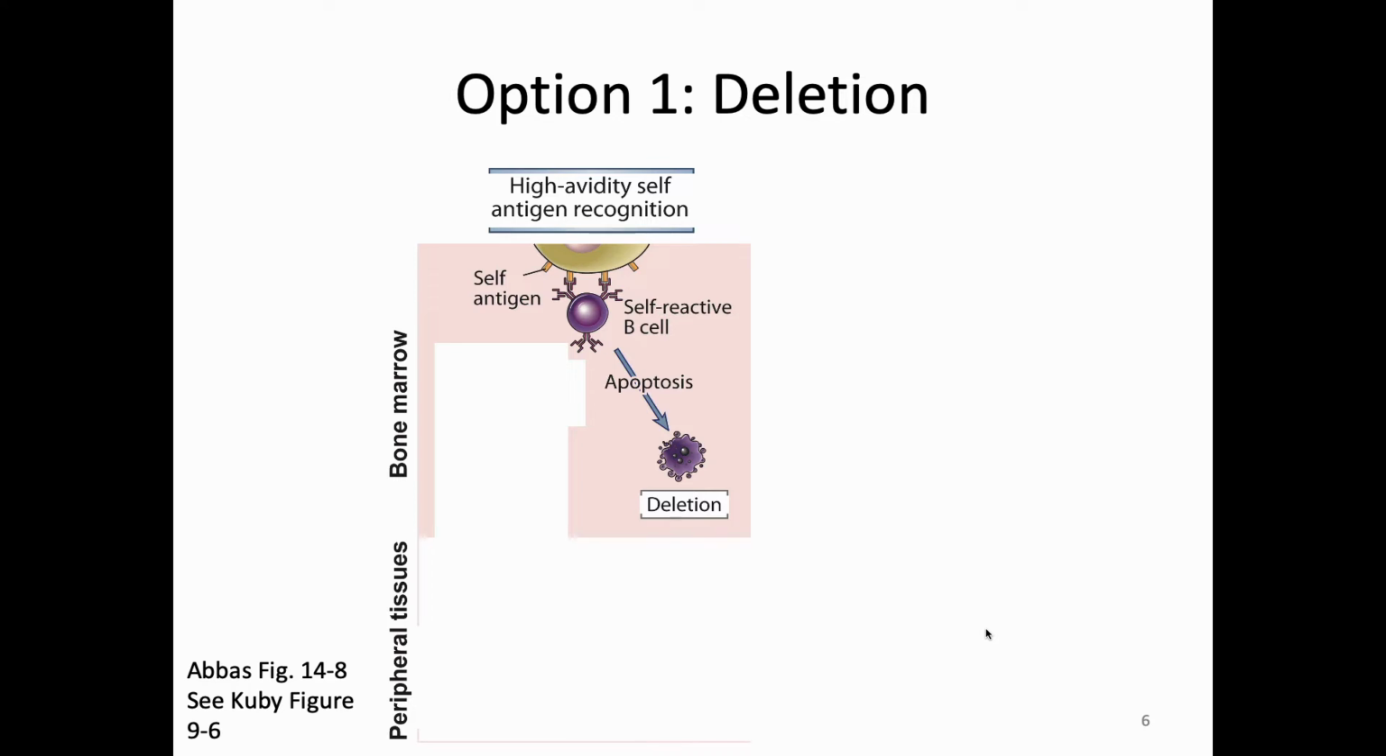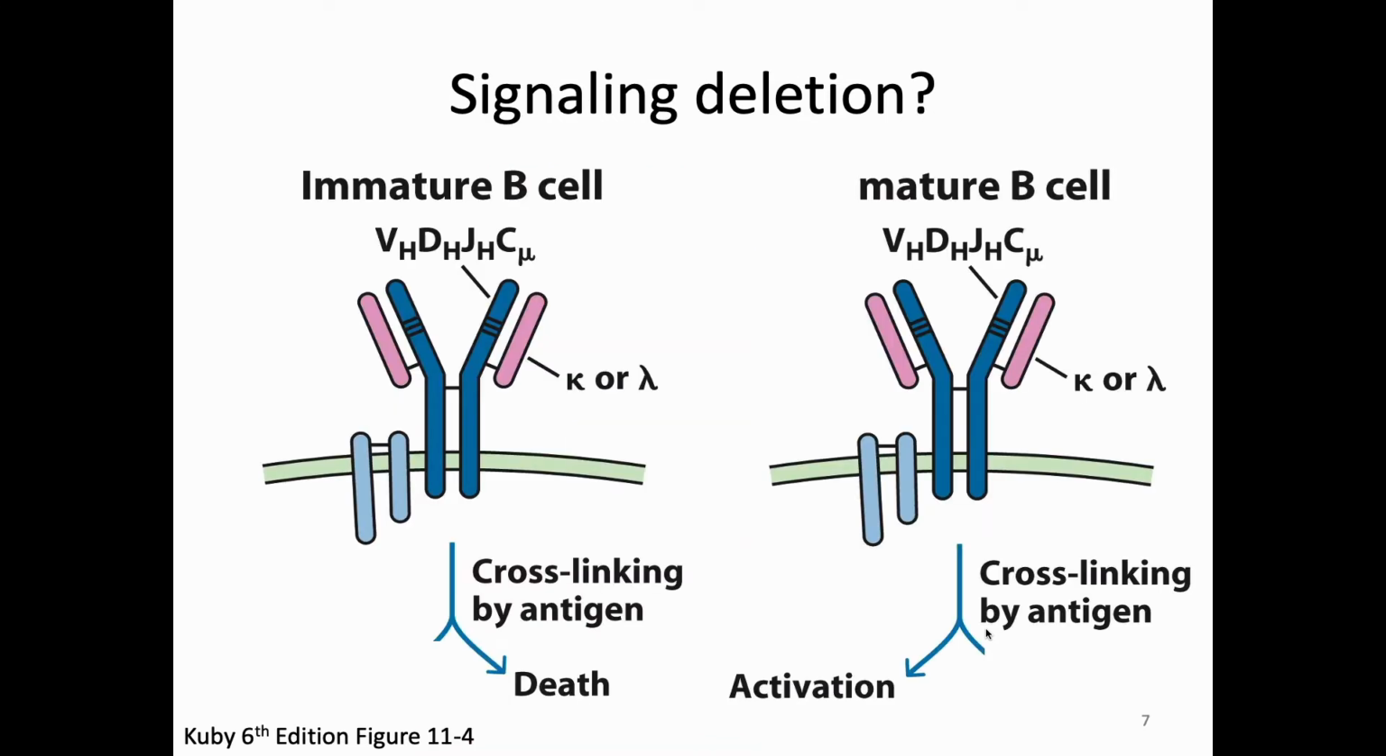This is actually really something that people have a lot to think about in the field. And one of the reasons why this is really interesting, and why there's a lot that we still don't know about deletion, is because the signaling is a little bit hard to understand. What's really happening here is the B cell is getting a strong signal and it's dying.